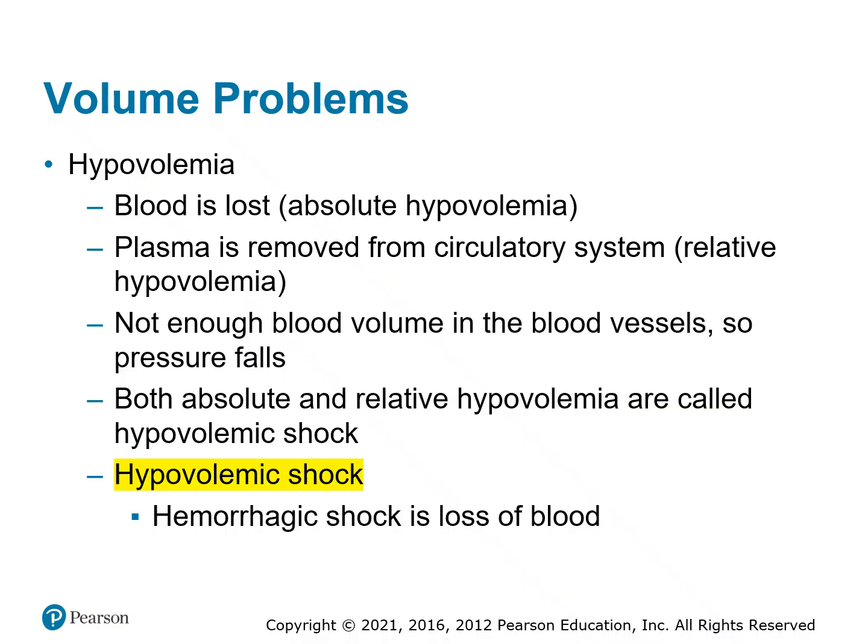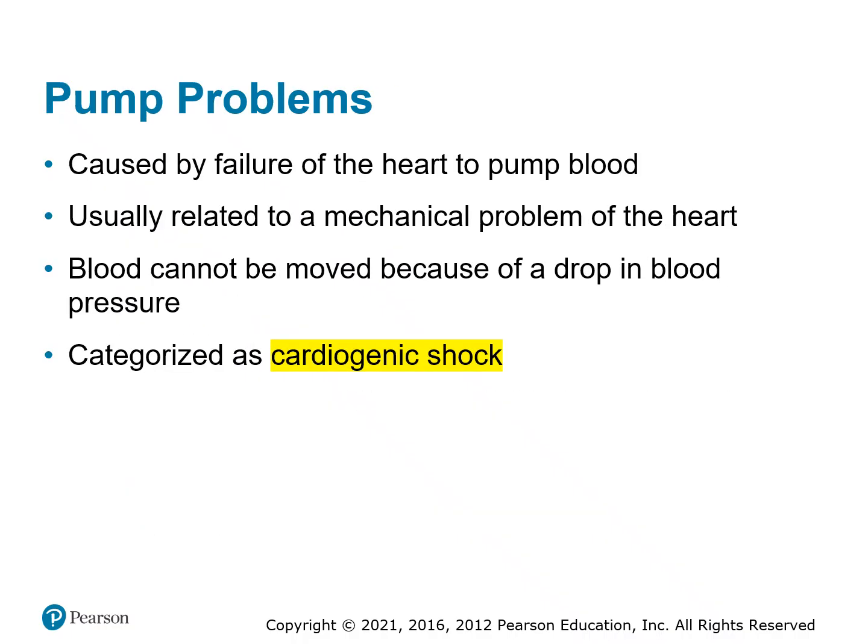Hypovolemic shock, blood is lost. Could be plasma, which would be dehydration, a more relative type of hypovolemia. But there's not enough blood volume in the vessels, so the blood pressure is going to drop, and it's going to be called hypovolemic shock. Pump problem caused by failure of the pump to pump blood. It's usually a mechanical problem of the heart. Blood can't really be moved because of a drop in blood pressure, but it's called cardiogenic shock. It's a pump problem.